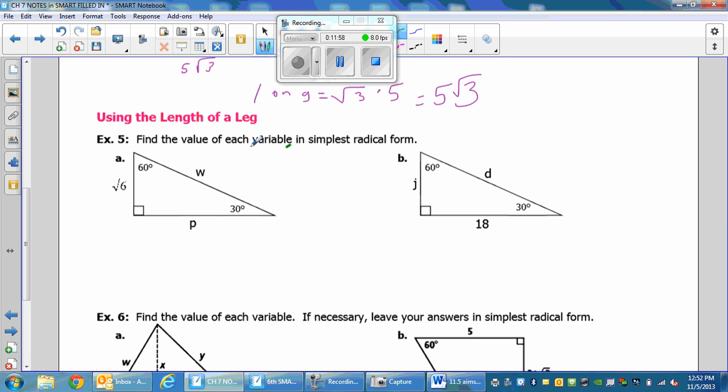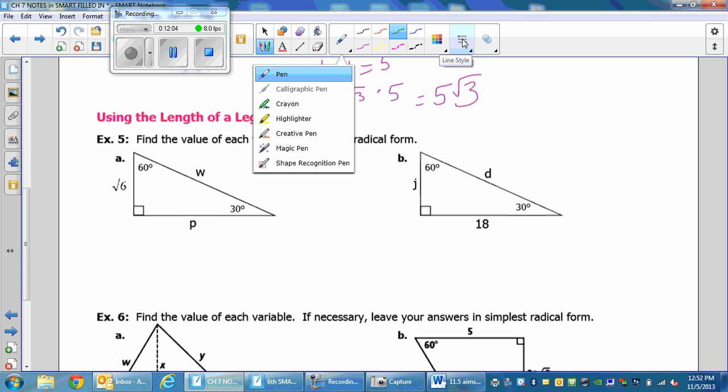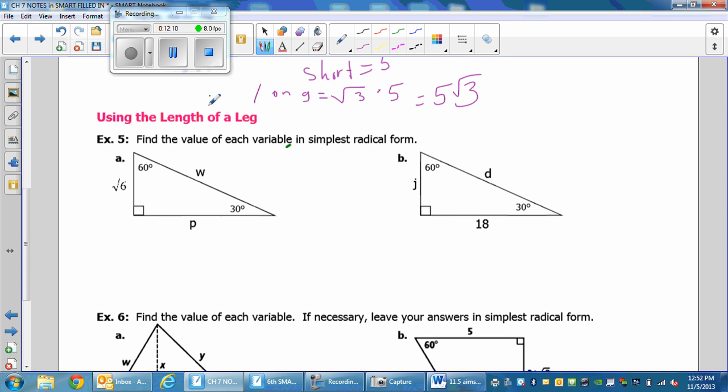All right, here we go. So we have our example problem 5, letter A, and it wants us to find the length of the leg, and we're going to use our new formula here. So let's try letter A. Number 5, we know that the hypotenuse equals 2 short, so we'll do just like we did last time. And my short side is going to be across from the shortest angle, which is this one.